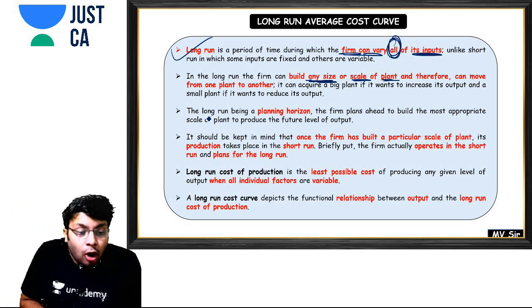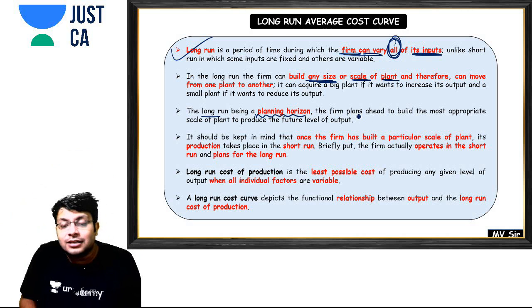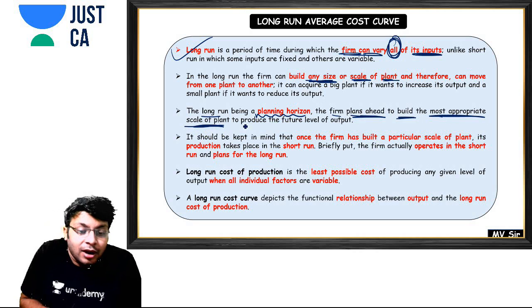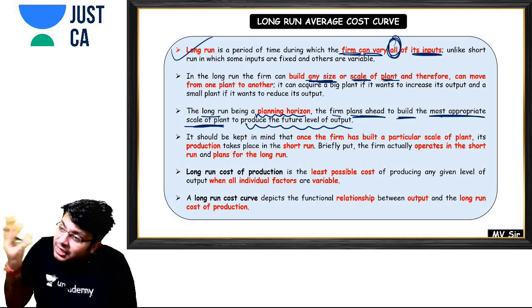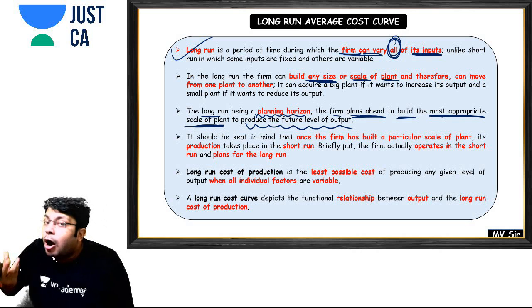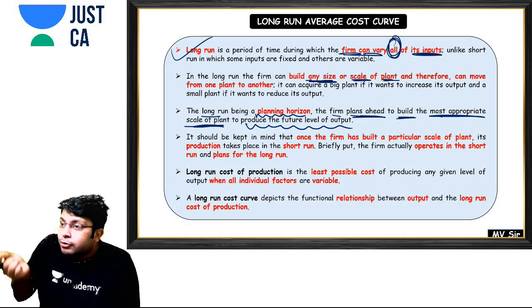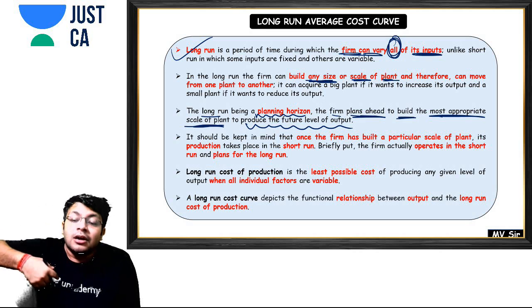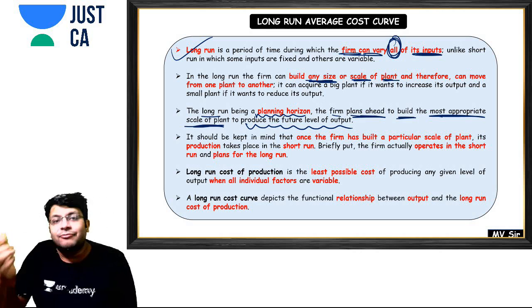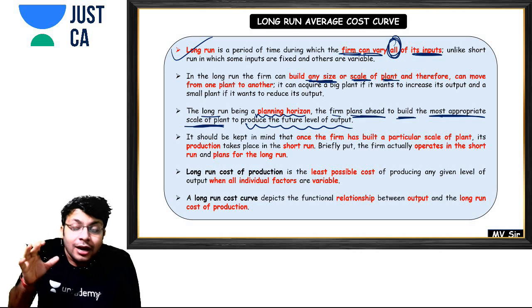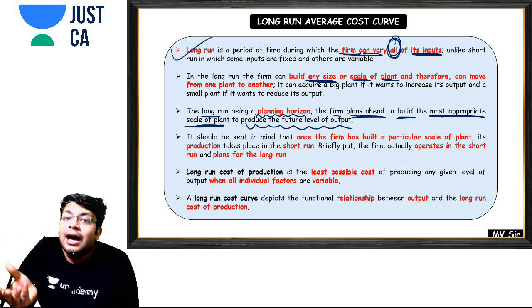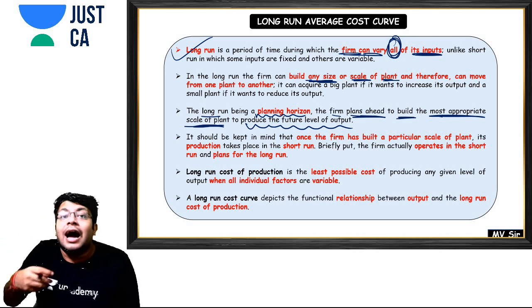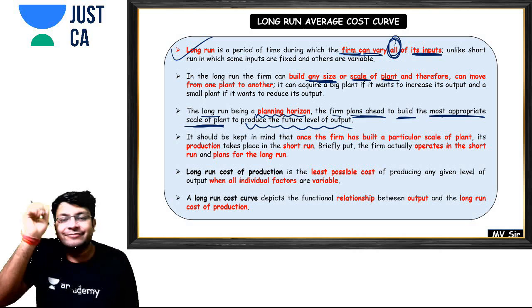So that is why the long run is also called the planning horizon, because the firm plans ahead to build the most appropriate scale of plant to produce the future level of output. First the entrepreneur thinks about what level of output he wants to produce, and according to that level of output, what should be the plant size for it. Once I build my plant, my factory, after that when I actually do the production, I do actual production in the short run.